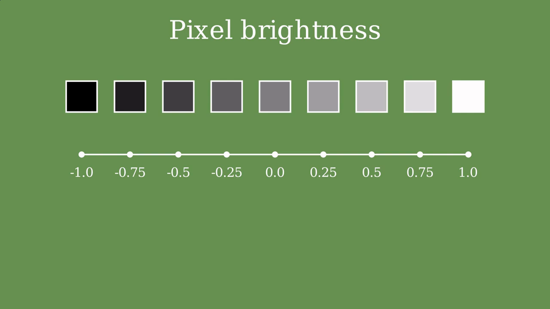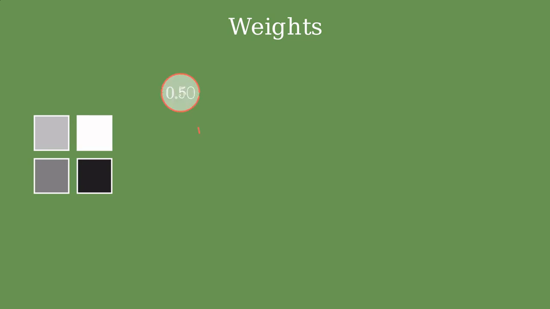The number of distinct brightness levels that can be represented depends on the bit depth of the image. For example, an 8-bit image can have 256 different brightness levels, from 0 to 255, while a 16-bit image can have 65,536 levels.